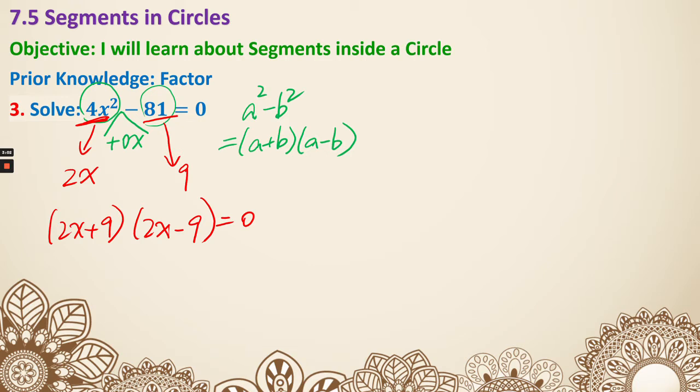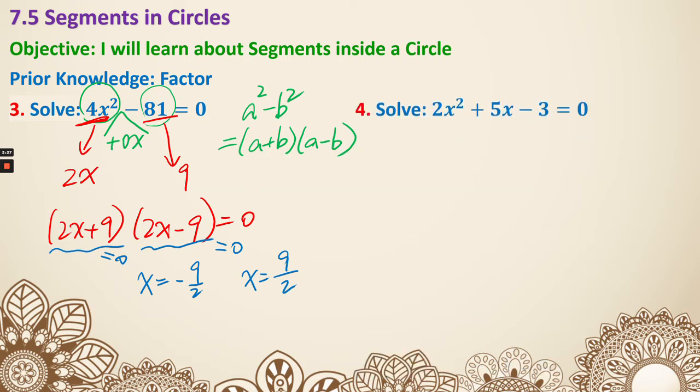Then we need to solve that equation. To solve it, we set each part to 0. So 2x plus 9 equals 0. After solving, x equals negative 9 over 2. And 2x minus 9 equals 0. After solving, x is a positive 9 over 2. That's number 3.